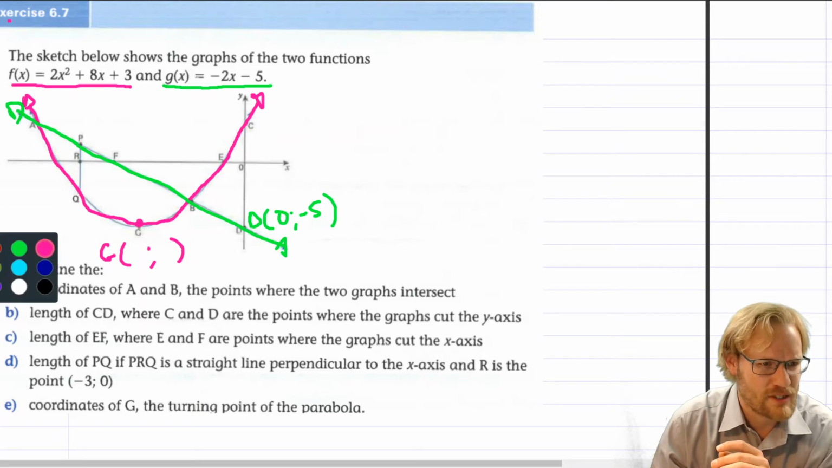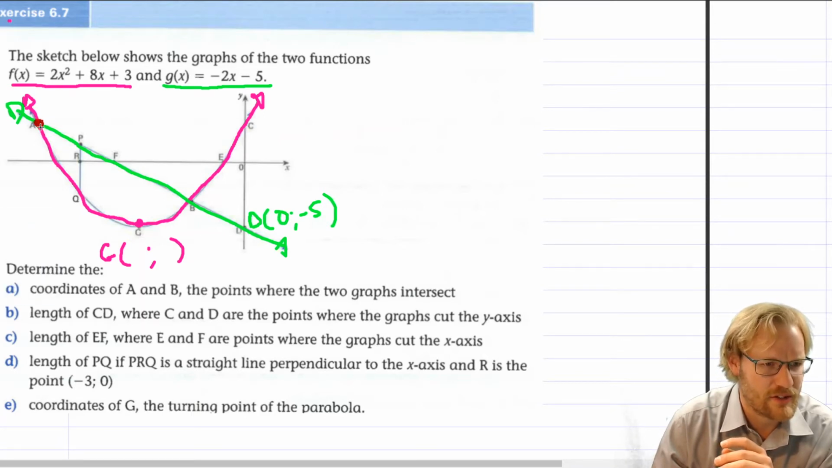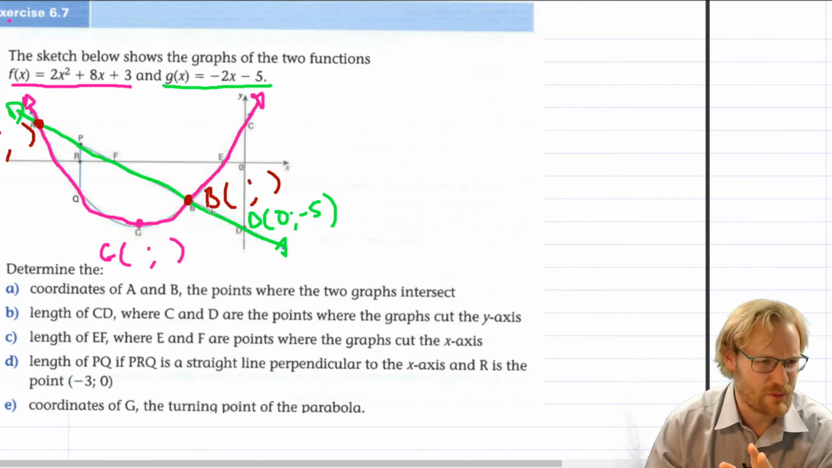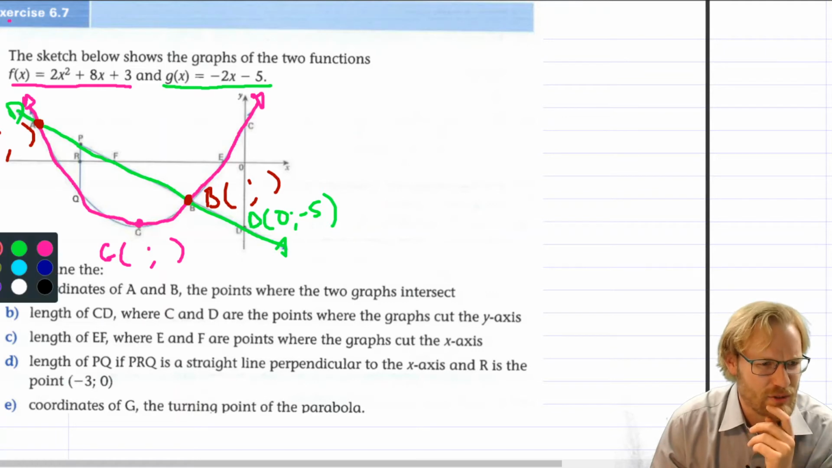Well, there's a point up here, point A. We don't know what it is, except that A is where the two graphs are equal to each other. Oh, is there somewhere else while we're on that idea? Yeah, B is also where the two graphs are equal to each other. So let's put B in. That's going to be a bit of work to find. Okay, what else have we got?